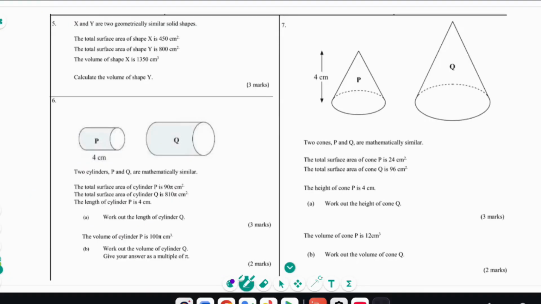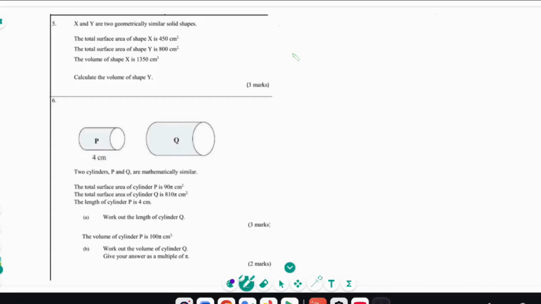Okay, just to finish off, have a look at questions 5, 6 and 7. Okay, question 5. X and Y are two geometrically similar solid shapes. Total surface area of X is 450 and Y is 800. So let's find the scale factor for area, 16/9.